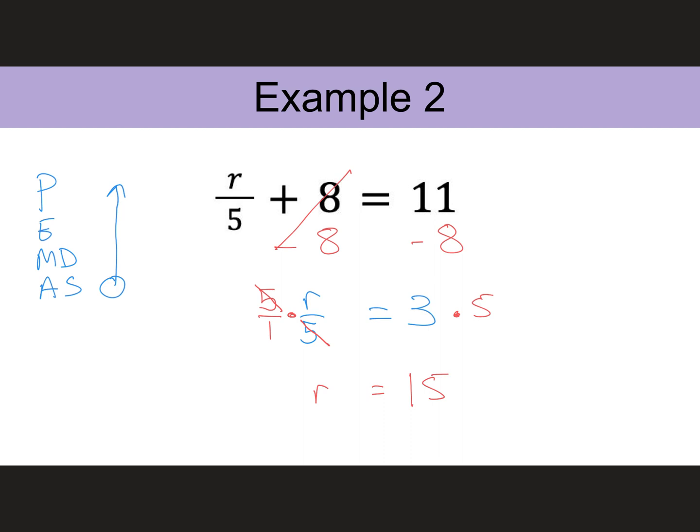Now I can check my work. Is 15 divided by 5 plus 8 equal to 11? Well, 15 divided by 5 is 3, and 3 plus 8 equals 11, so it looks like r equals 15, and I am correct.